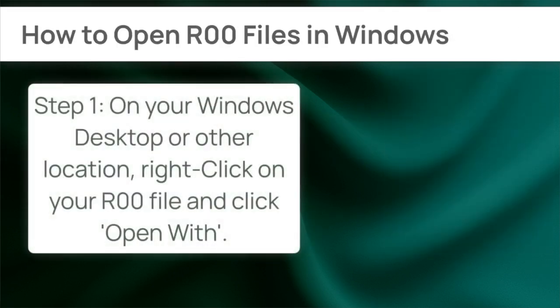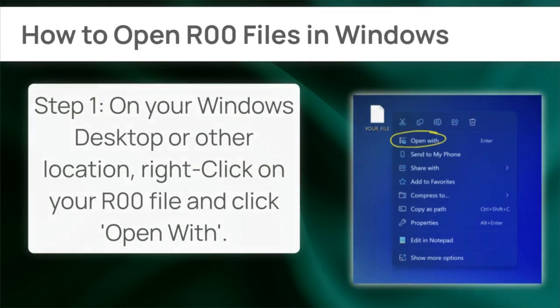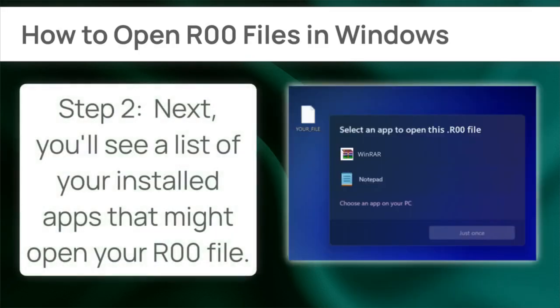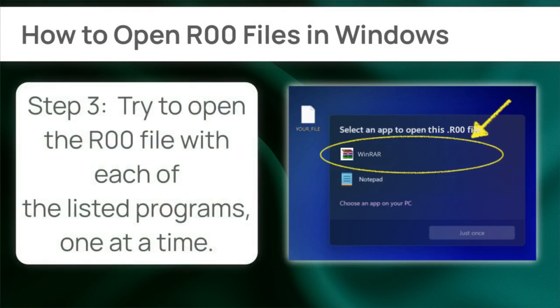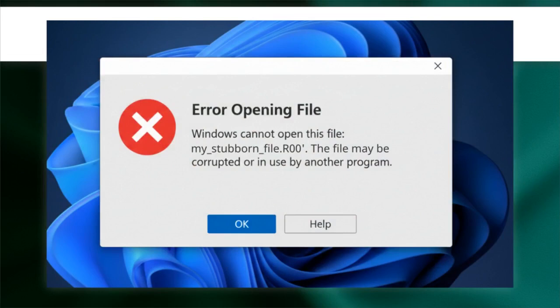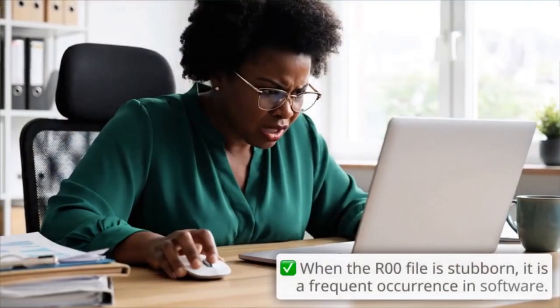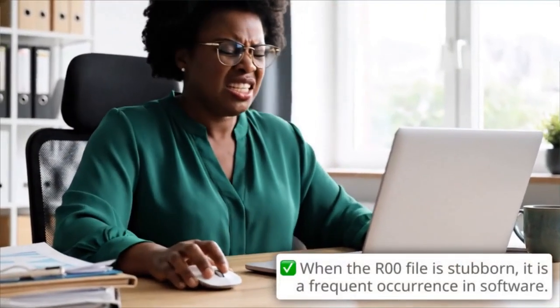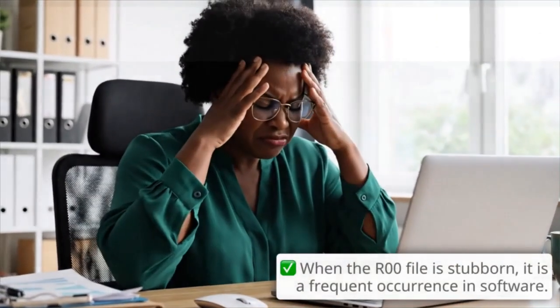To resolve the incompatible file format error, right-click the R00 file and choose Open With. Prioritize WinRAR if available. If absent, choose another application. We are searching for the correct file link. If the R00 file won't open, don't panic. When the initial application fails, we must assume a deeper problem. Let's jump into these 3 core diagnostic steps immediately.